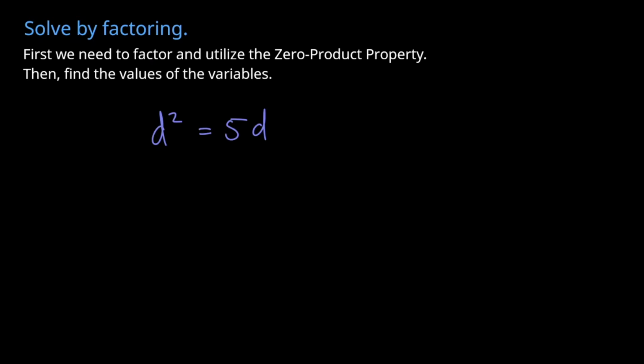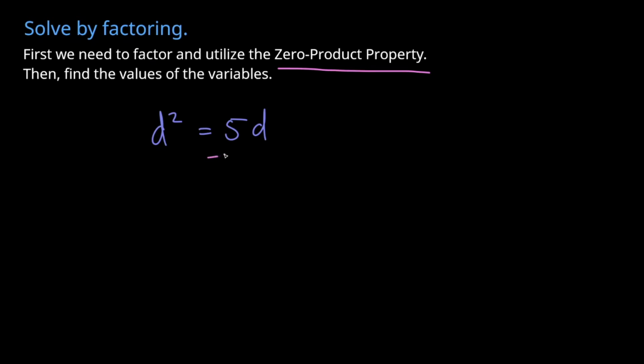Two more of these. So this one looks a little different. We don't have any constants, but the concept is still the same. In order to use the zero product property, we need one side to be 0. So you might think, oh, if I divide both sides, that leaves us with a mess. Let's just subtract 5d from both sides.